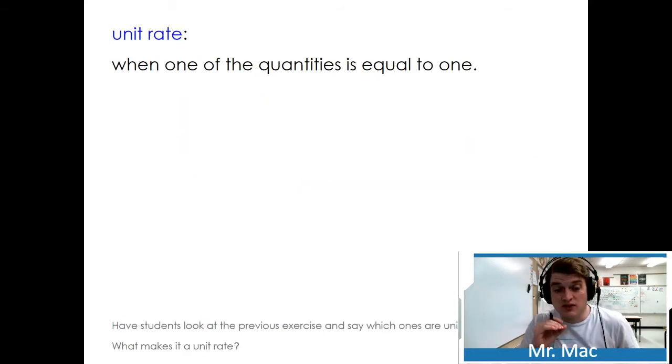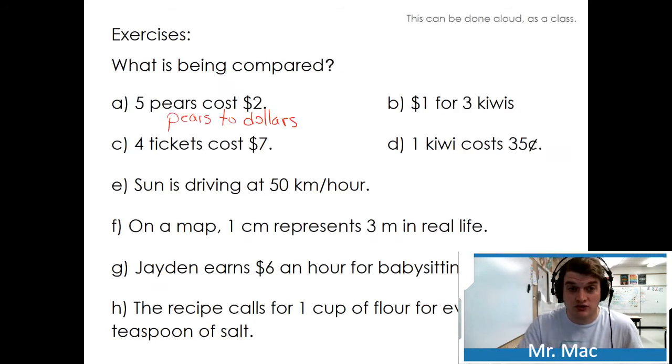So a unit rate is when one of the quantities is equal to 1. Let's take a look at the last exercise and just identify which ones are actually unit rates. Which questions have one of the variables equal to 1? Well, I see B has $1. I see D has 1 kiwi.